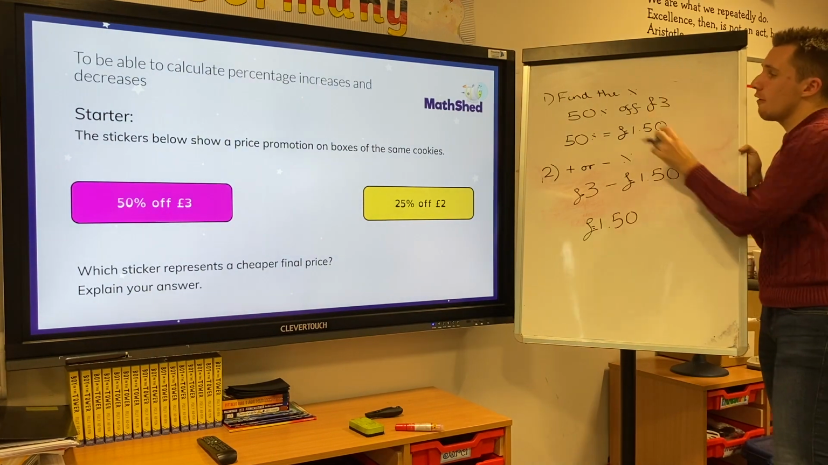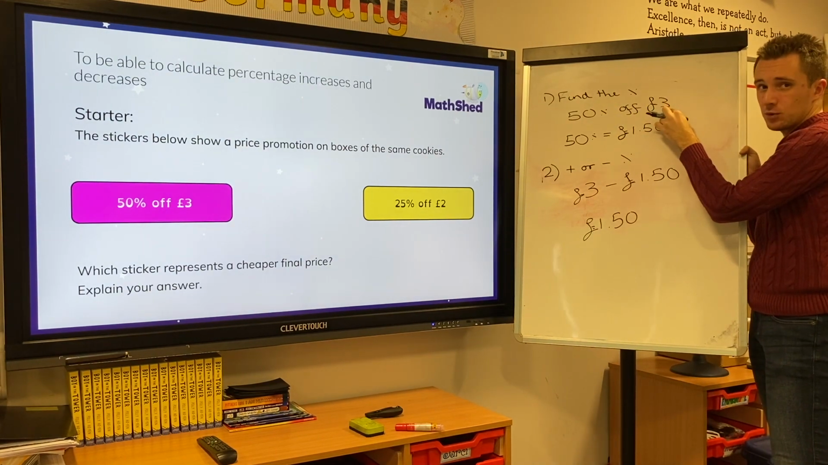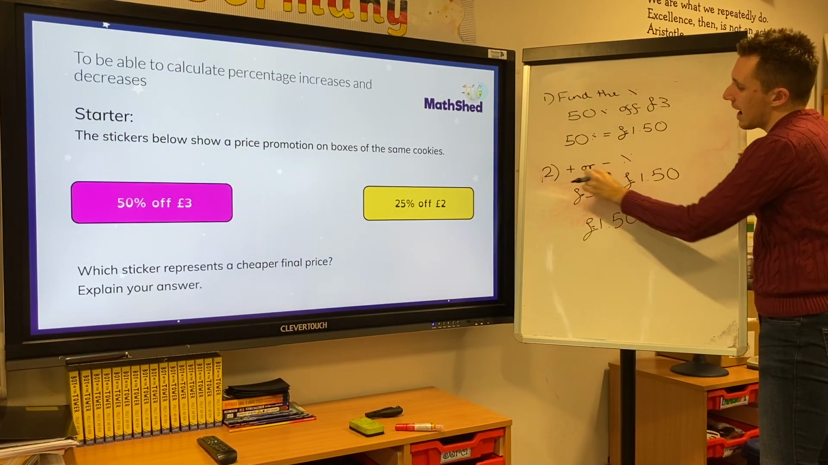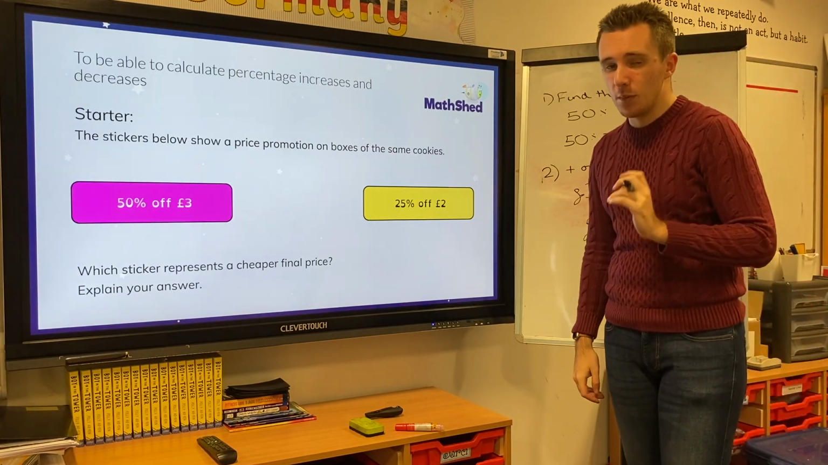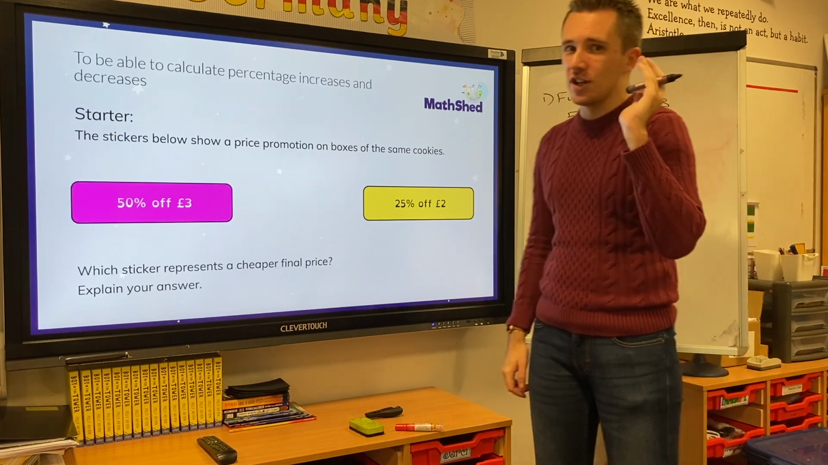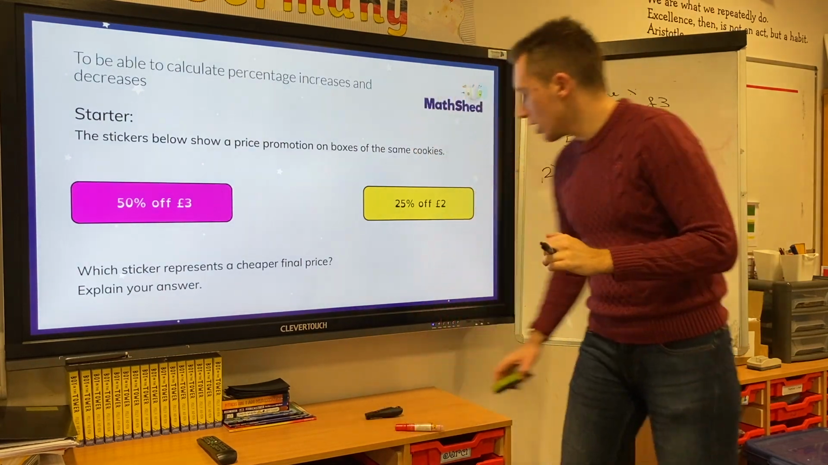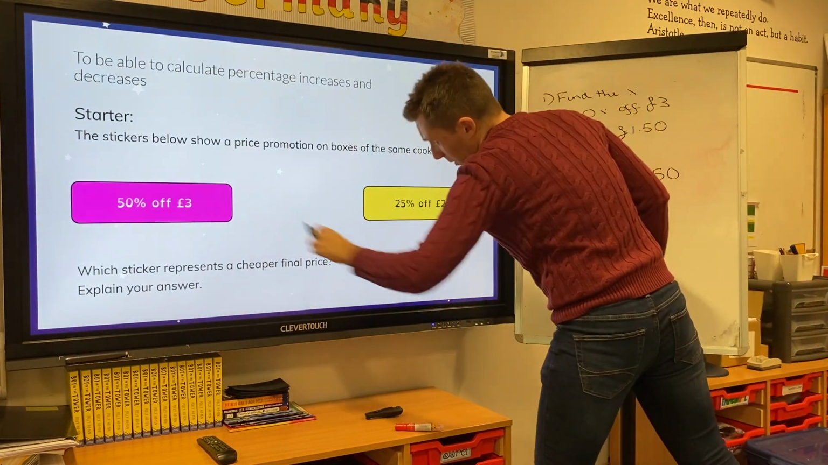Step 1, find the percentage of the amount. Step 2, add it or take it away, depending on what it wants us to do. And we will be doing both today, increasing and decreasing. So, that one there, £1.50.